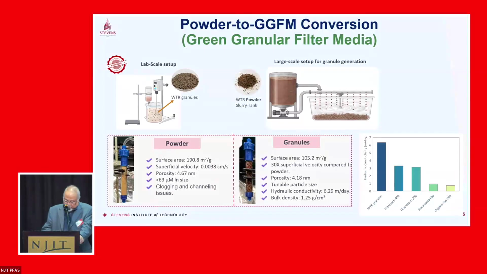And to overcome this, we granulated the WTR powder using a low cost and green method that you can get from our patent. Although the surface area reduces quite a lot, almost half of it, the hydraulic performance improves significantly with about a 30-fold increase in flow velocity. So allowing water to flow is obviously very important both for stormwater and groundwater. So here is a comparison of the hydraulic conductivity of our granules with that of some of the most commonly used commercial PFAS sorbents.